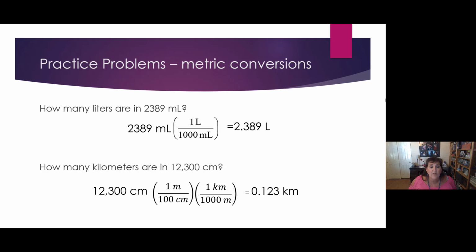All right, let's check our sig figs. We're multiplying and dividing, so we focus on sig figs. The beginning number, 12,300 centimeters, has 3 sig figs. The zeros do not count, there's no decimal point. The conversions are exact. There's exactly 100 centimeters in a meter. There's exactly 1,000 meters in a kilometer. So we can ignore those. So the final answer needs to have 3 sig figs, and it does. 0.123 has 3 sig figs, zeros in front don't count. Kilometers is the unit. We're good.